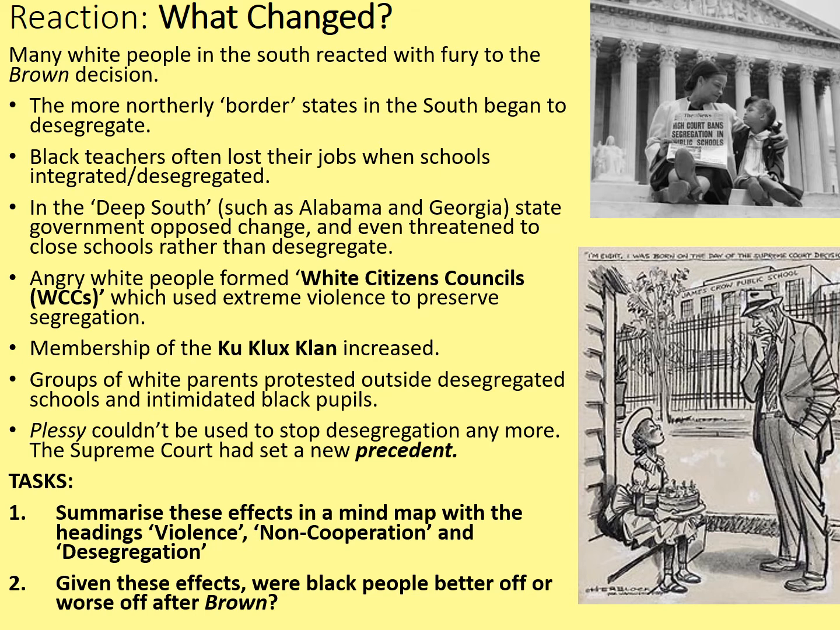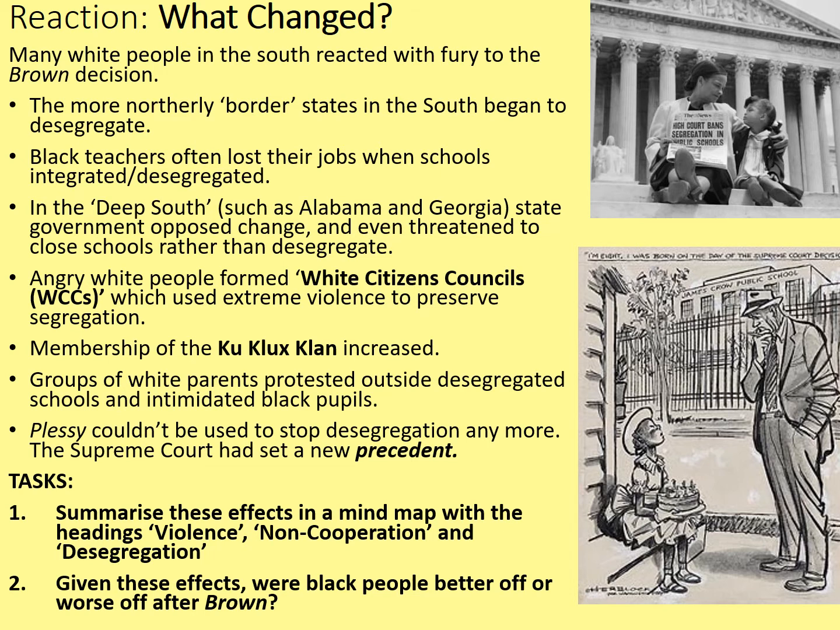In the Deep South, state government opposed change and even threatened to close schools. That also is non-cooperation. The formation of the White Citizens Councils is an example of violence, as is membership of the Ku Klux Klan increasing. Groups of white parents protesting outside desegregated schools is probably a combination of non-cooperation and violence because they were showing intimidation to these black pupils. And finally, Plessy couldn't be used to stop segregation anymore, shows that things were desegregating.